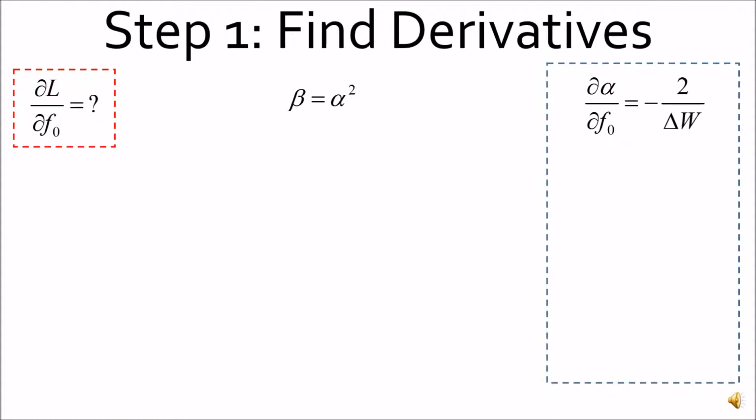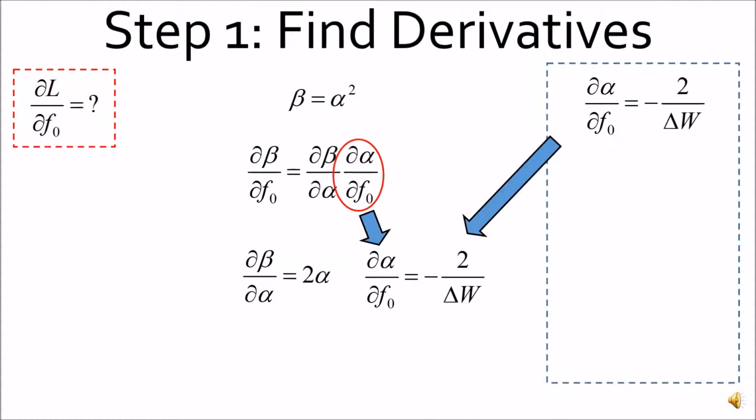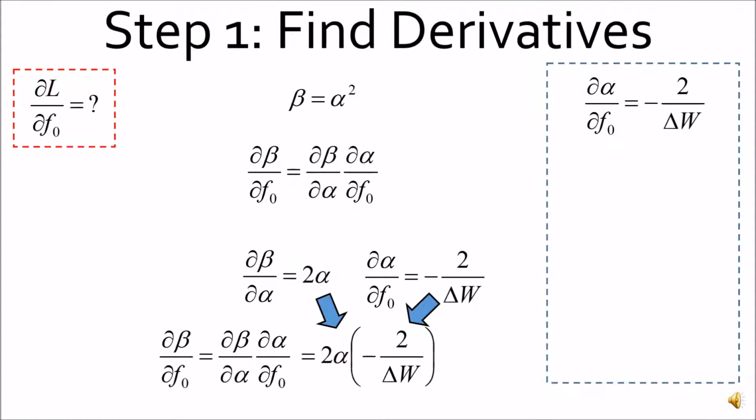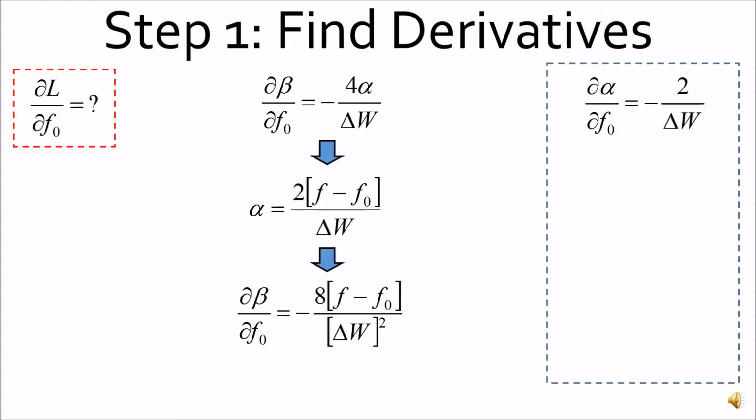So now let's once again take the derivative of beta with respect to f0, and to do that we're going to use the chain rule. The derivative of beta with respect to f0 is equal to the derivative of beta with respect to alpha multiplied by the derivative of alpha with respect to f0. The derivative of beta with respect to alpha is of course very simple, 2 alpha, and the derivative of alpha with respect to f0 is what we calculated previously. So there we go. We can just combine these and we have our answer. We now just need to substitute alpha back in. Alpha is equal to 2 times f minus f0 over delta w. Substitute that back in and we have the following. And we can now put this up into our box.